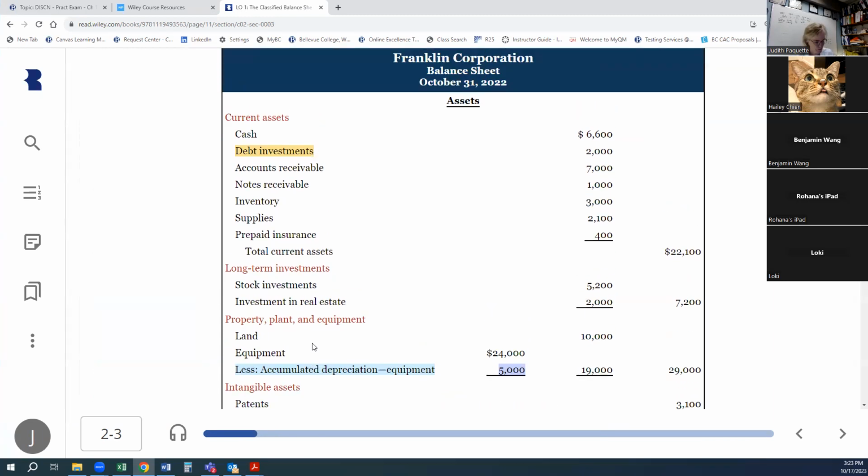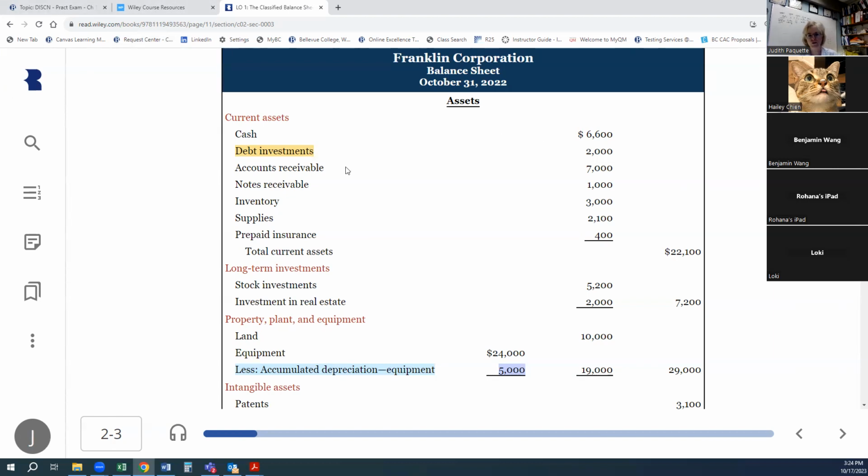So here's what you need to know. There's some stuff here that's tricky. So, current assets. For right now, ignore debt investments. Always cash is first, always. Then accounts receivable, then notes receivable, inventory, supplies, prepaid insurance. So the idea is they're in order of liquidity, how fast they'll turn back into cash. Cash is already cash, so it's always number 1.